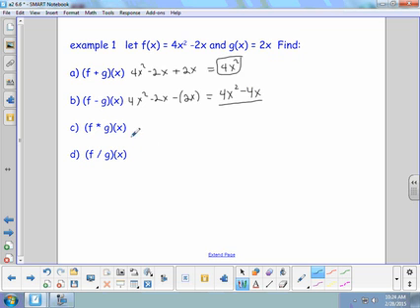Let's do one where we multiply. Take your f function, and that's going to be multiplied by your g function. Well, looks like I'm going to have to distribute here. And when I do that, I'm going to get 2x cubed minus 4x squared.